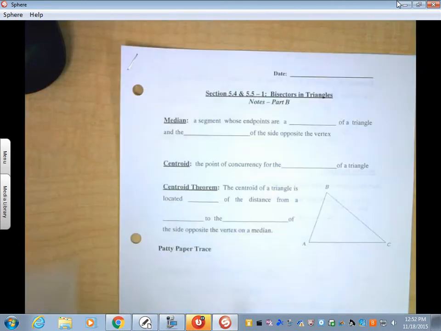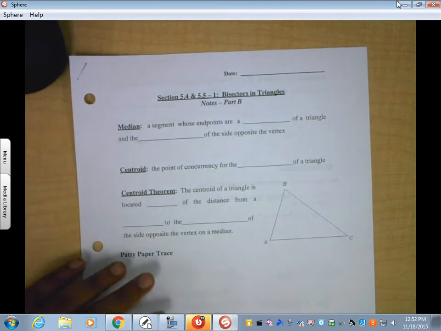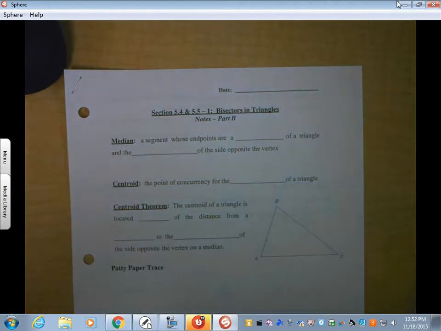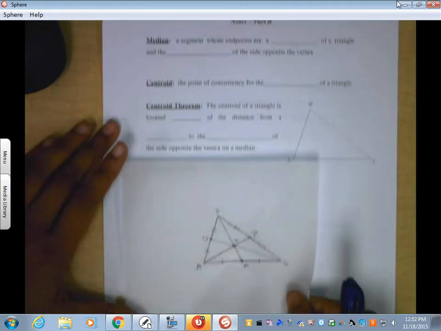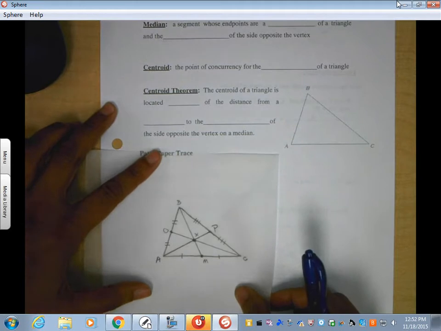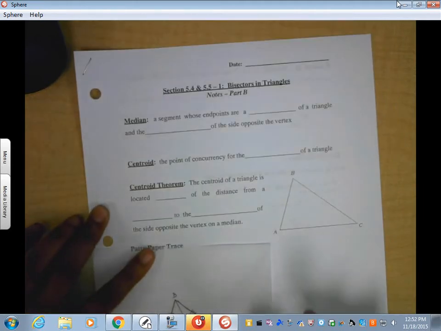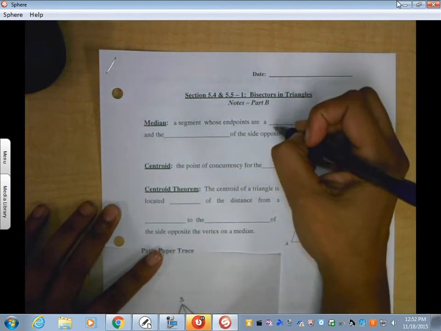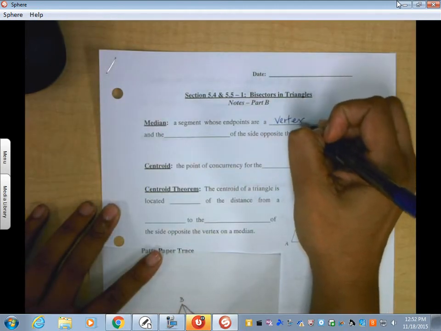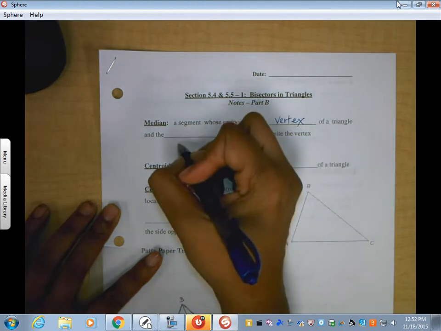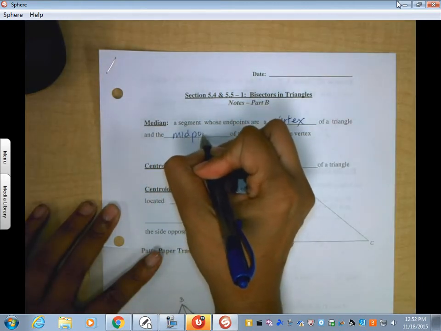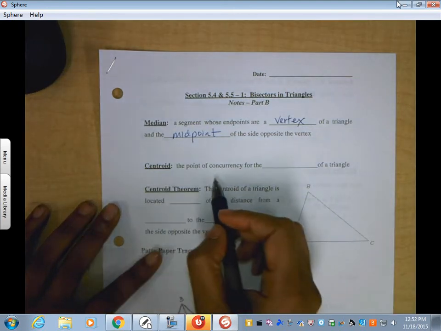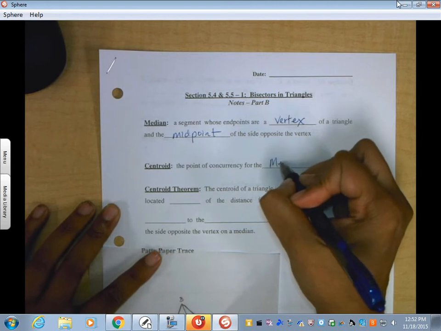So for your notes, we're going to take our construction and tape it or cut and paste it here to have our illustration of that. But just understand, a median is a segment whose endpoints are a vertex of a triangle and the midpoint of the side opposite the vertex. And the centroid is your point of concurrency of the medians.